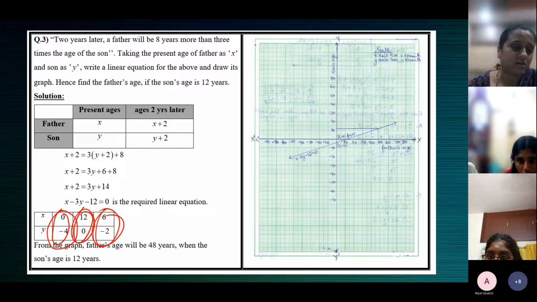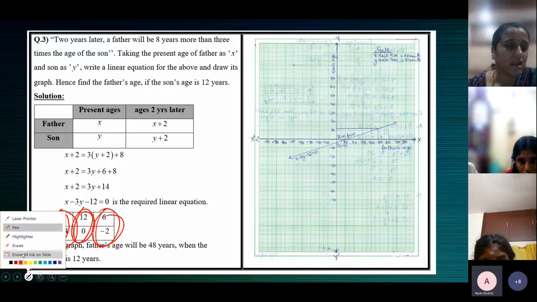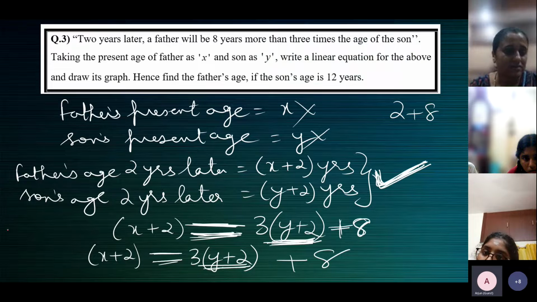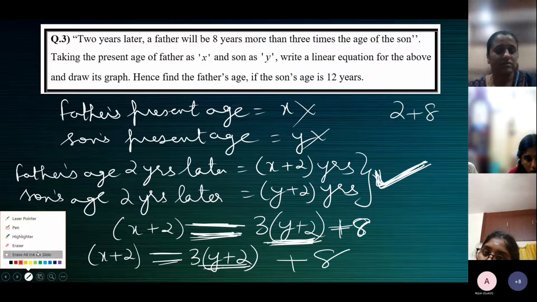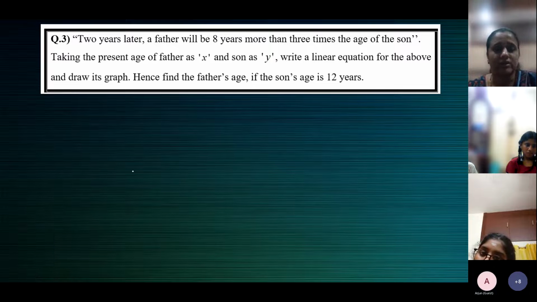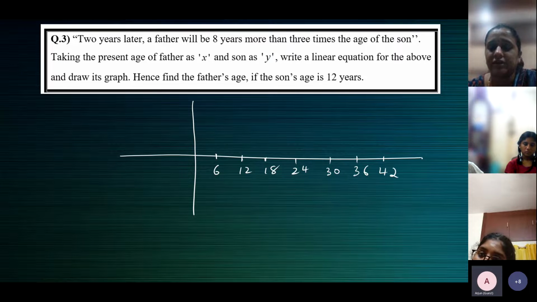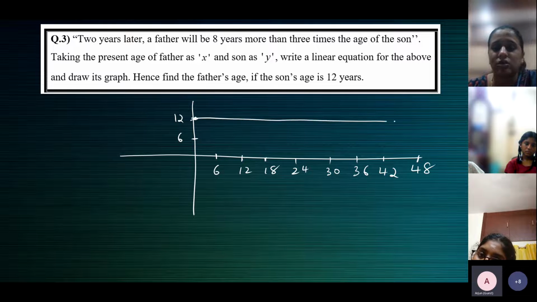Now, for example, Danya, children, let's understand a little more. Answering Danya's question, see here. Please watch, all of you. So we graduate the x-axis like this: 6, 12, 18, 24, 30, 36, 42, 48. Danya says if we do this, and here also 6, 12, so that when the boy is 12 years old, the father is 48 years old. Precisely, we'll get the answer.